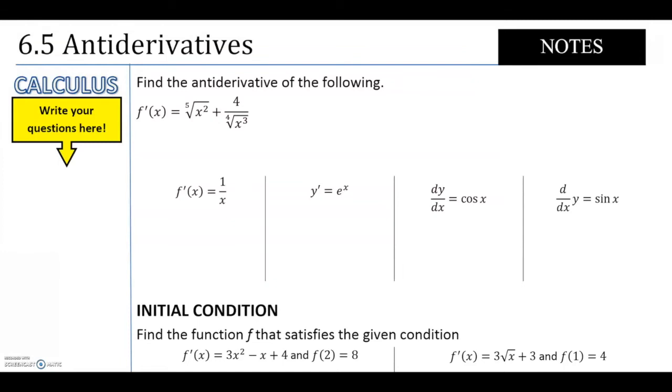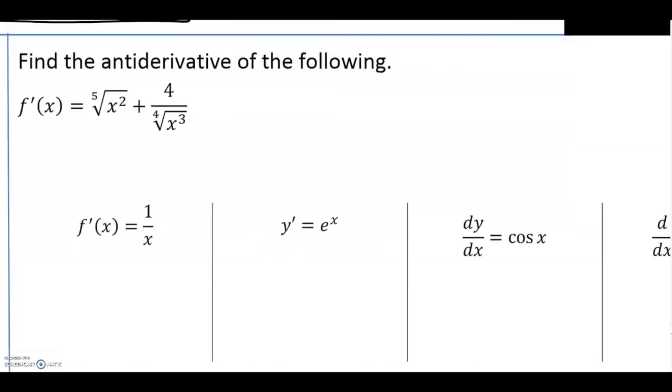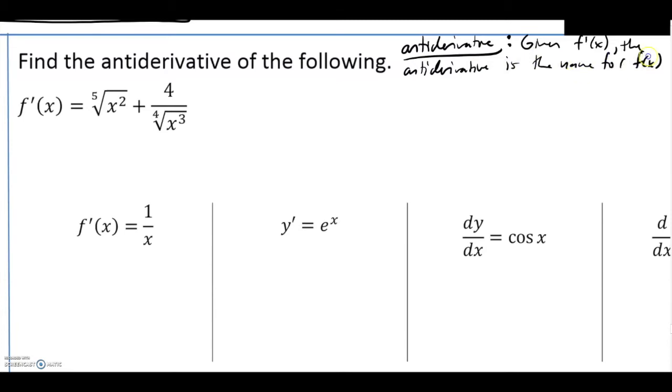Welcome to lesson 6.5, and in this final lesson of unit 6, we're going to take some time to go a little bit more in depth on this idea of the antiderivative. As a reminder, the antiderivative comes about when we are given a function that's already a derivative, say we're given f prime of x. The antiderivative is the name for f of x, the function that came before it.